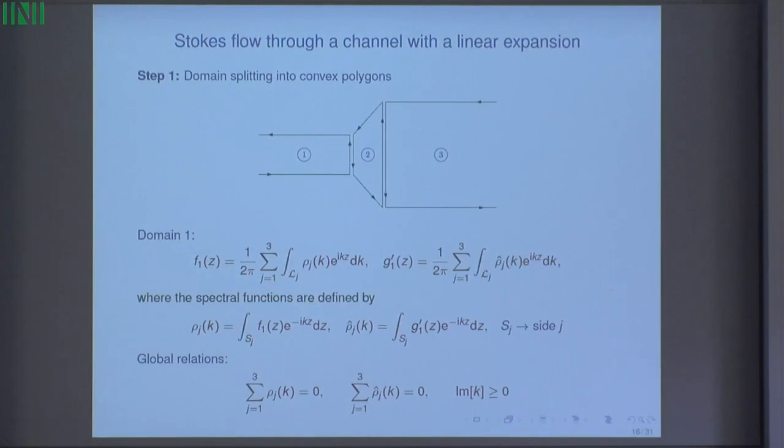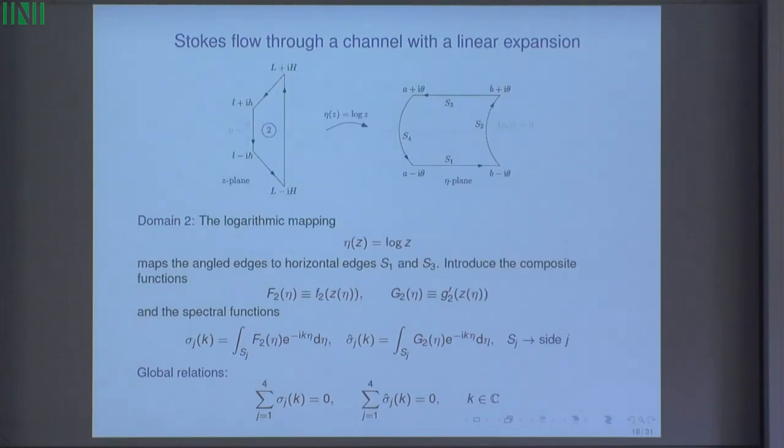The way to find those functions is by using these global relations, which say that the sum of rho j is 0, and the sum of rho j hat is 0 for all k in the upper half plane. Okay. So that was for domain 1. In domain 3, again, it's a semi-strip, and we can write again an integral representation of similar form. And then let's go to domain 2, which is given here.